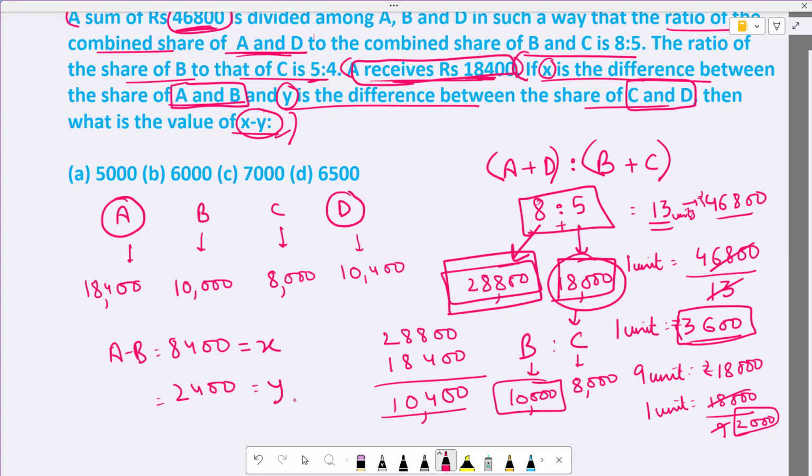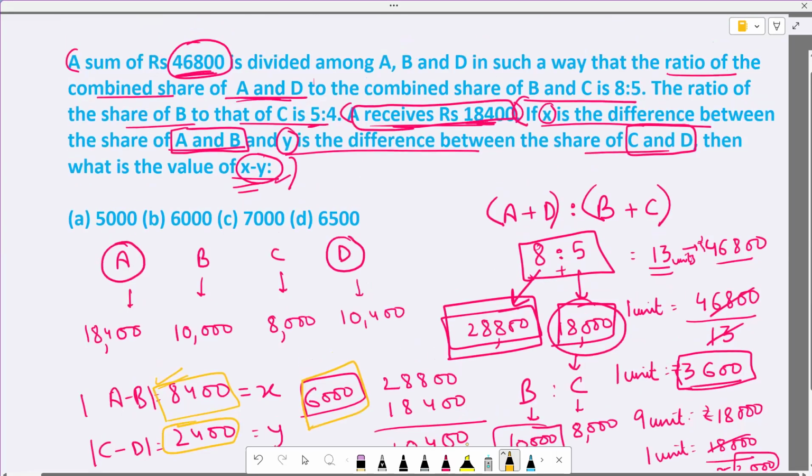Right. This will be equal to Y and this will be equal to C minus D, or perhaps D minus C. Difference concept. So now these values are given to us, and they're asking what is the value of x minus y. Very simply, the value of x minus y will be equal to rupees 6,000, like if you subtract 2,400 from 8,400, this will be the answer.